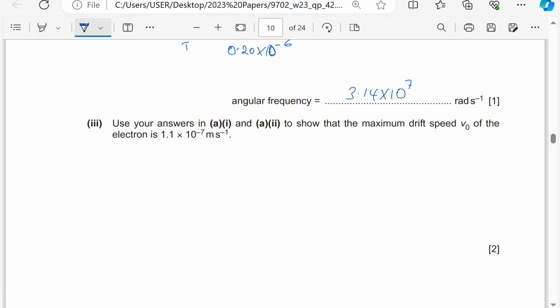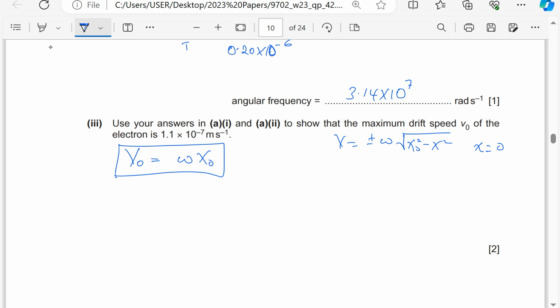Then use your answer to show that the maximum drift speed V naught of the electron is given like that. So we know maximum speed is equal to omega times maximum displacement. The general equation is V is equal to plus or minus omega square root of x naught squared minus x squared. At maximum speed, x is 0. And when x is equal to 0, we come up with this equation here.